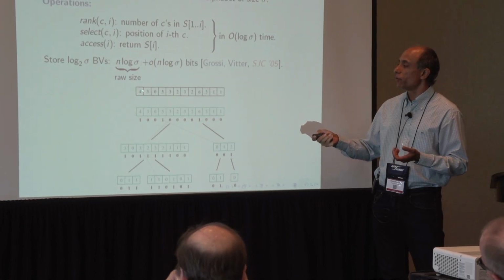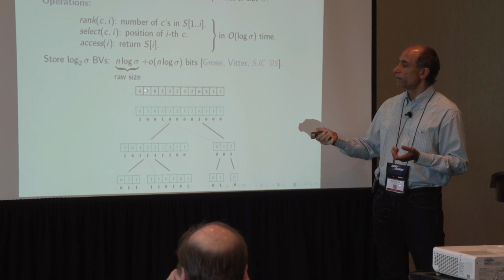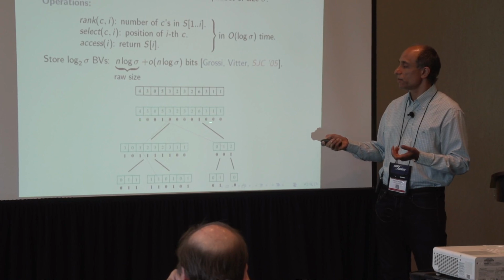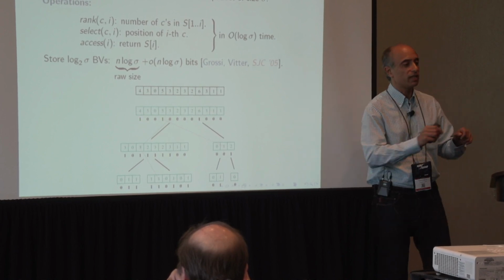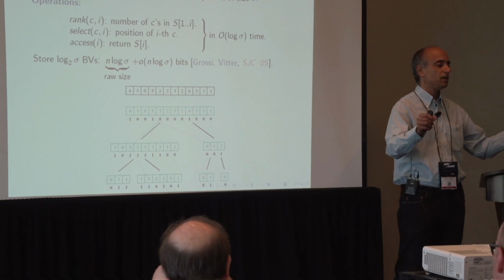So the most significant bit of 4 is 1, so I write down 1. The most significant bit of 3 is 0, so I write down 0, and so on. Now I've got a bit string, and the bit string just tells me what the most significant bit of each symbol is.